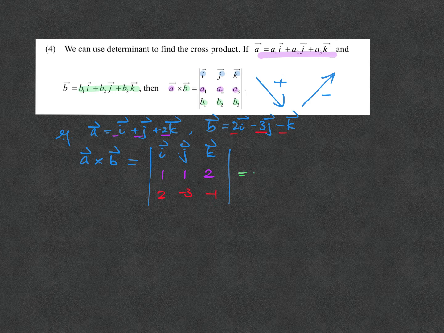For the first one, we have minus i vector. Okay, I put it in this way. The second one, we have 4j vector. And the last one, we have minus 3k vector. So that is the positive direction.